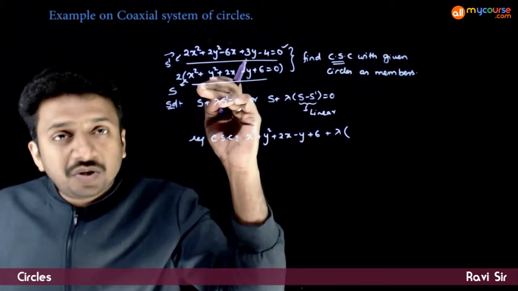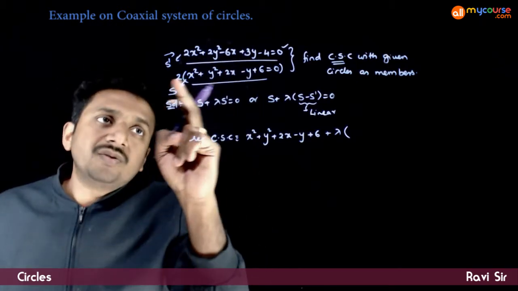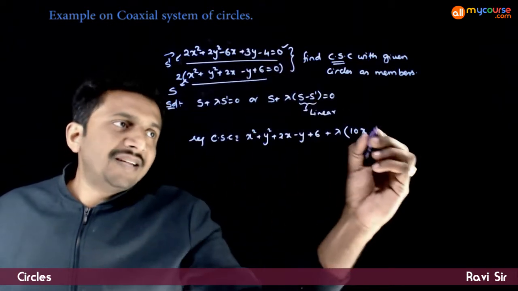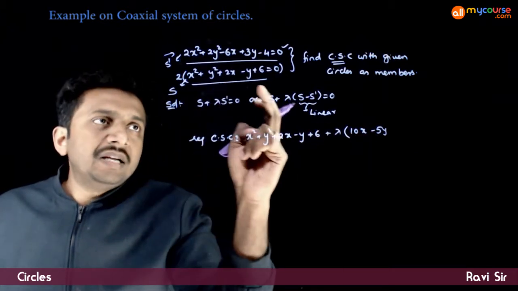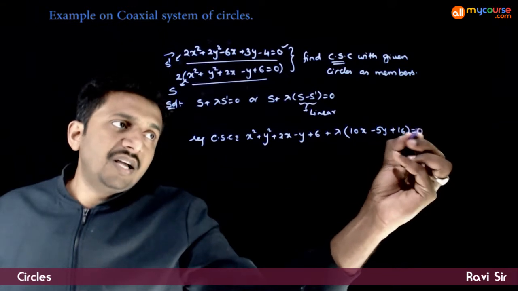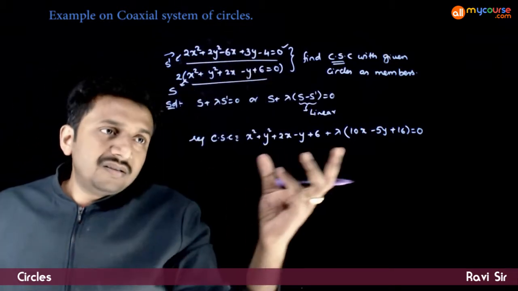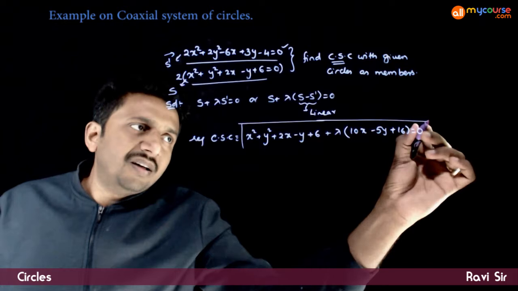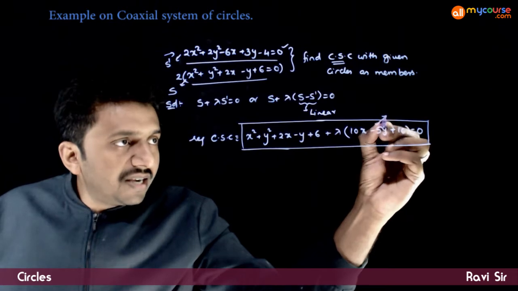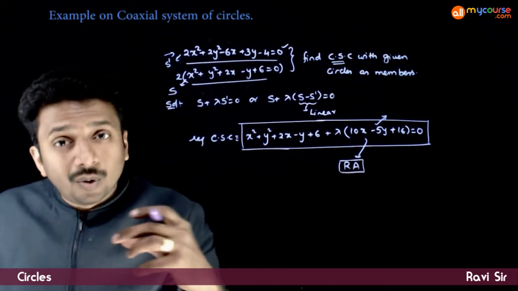So once you have multiplied this with 2, when you subtract one from the other, x square and y square terms get cancelled. So 4x plus 6x is 10x, minus 2y minus 3y is minus 5y, 12 plus 4 is 16 is equal to 0. So you just need to subtract one from the other. So this will be the required coaxial system of circles. And whatever you get in the bracket is the common radical axis of the whole system.